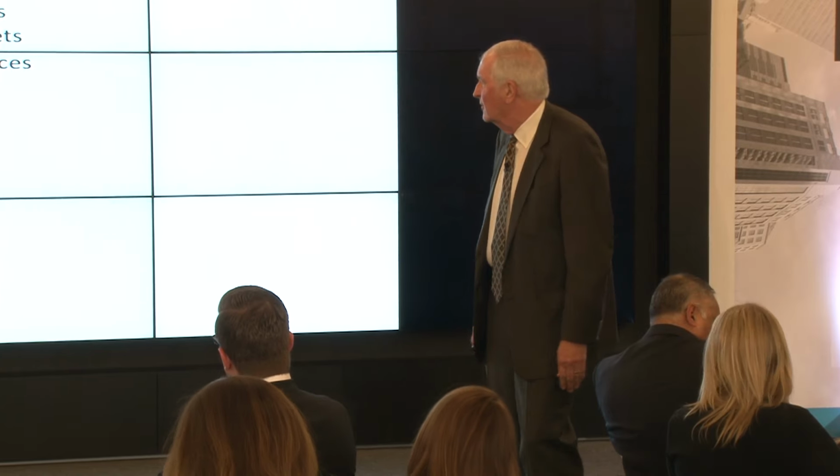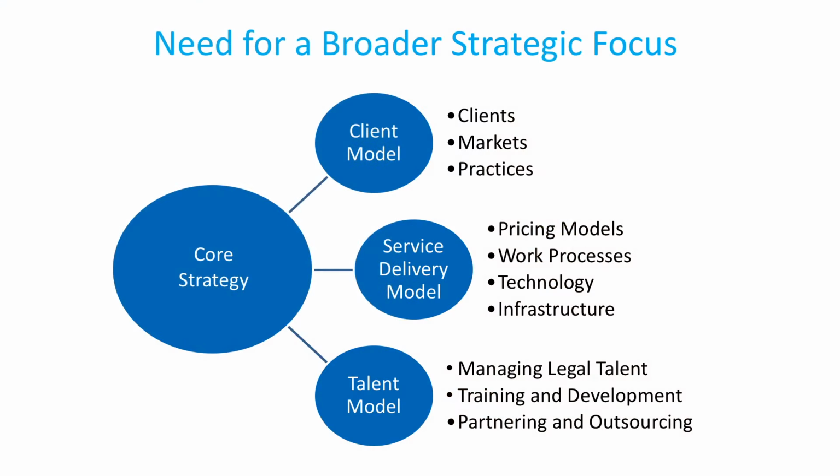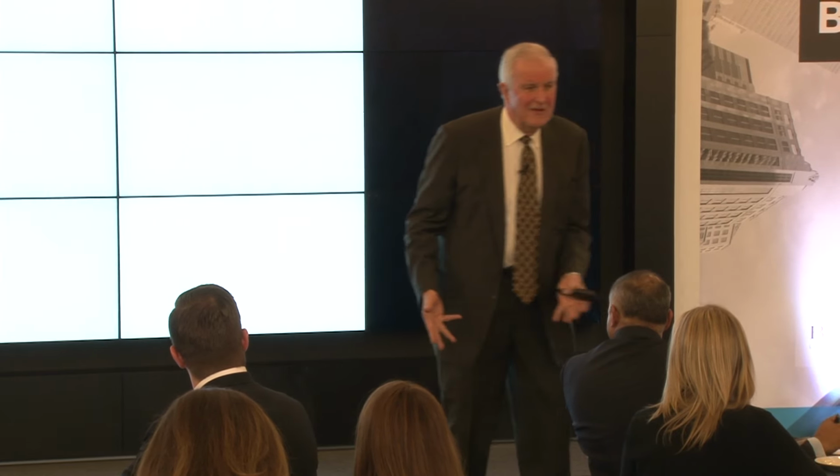Traditionally, if you thought of law firm strategy, you thought of this, the client model. So a law firm had to figure out, okay, what clients are we going to serve? What markets are we going to be in? And what practice areas are we going to have, right? Those were the essential strategy decisions. You got those decisions made, you put the 3-ring notebook up on the shelf, and you didn't look at it again for another 5 years, and then you had another strategy review, right?